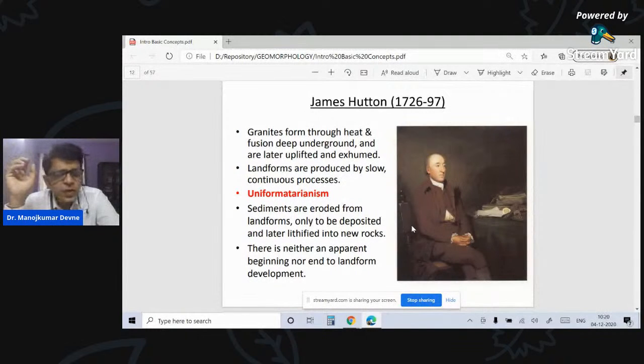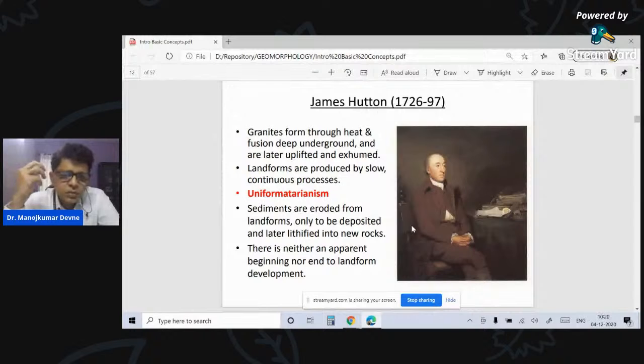Hutton says nothing like that. There is a process called uniformitarianism. They basically mean that what happened as a process yesterday is happening as a process today, and will happen as a process tomorrow. Okay, the basic rules of life remain the same. The basic rules of science remain the same. They operate all throughout the times. Okay, they are uniform, and that's why uniformitarianism is the concept Hutton puts forth.